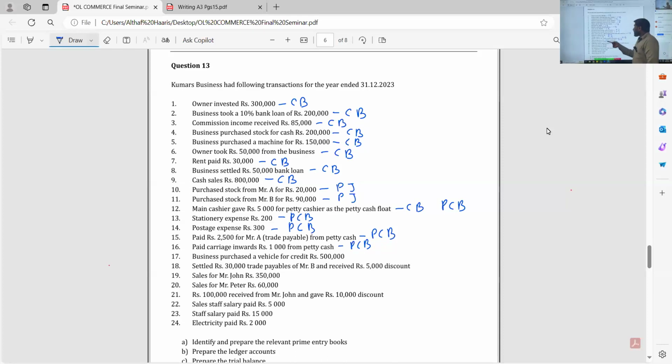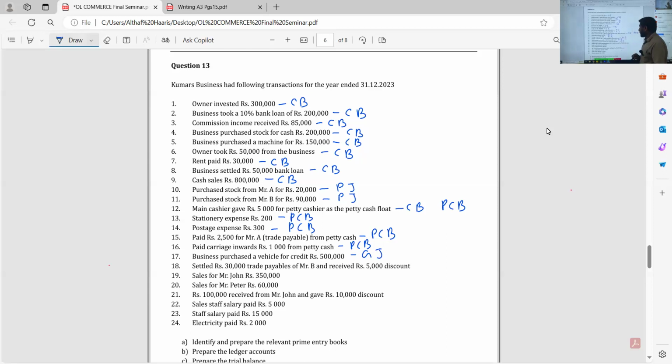Business purchased a vehicle on credit. People, I clearly stated that if the business purchased the main stock on credit, those items only will be recorded in the purchase journal. Any other item that you are purchasing on credit, superb, who is that? Zaharullah, correct. You have to record it in the general journal.